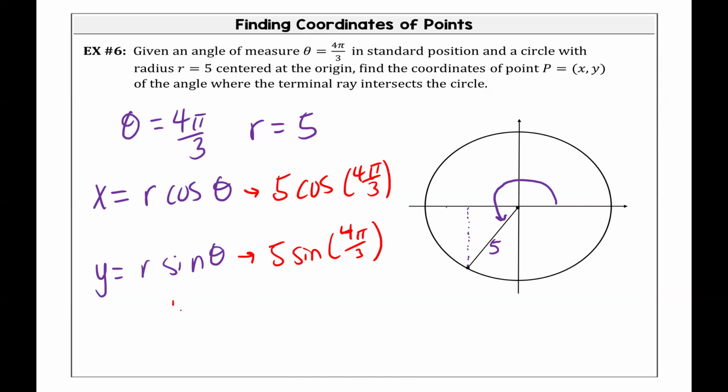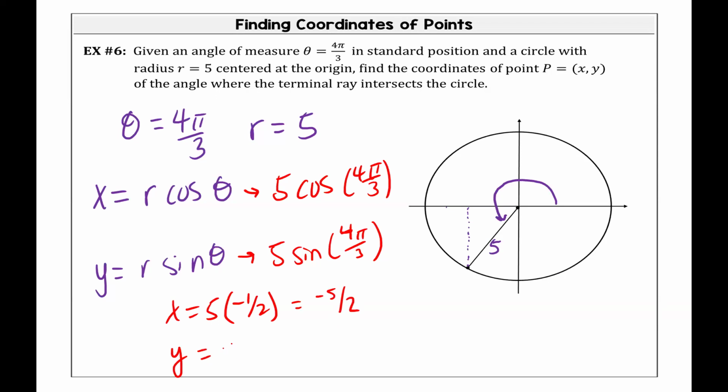All right, so X equals 5 times what? What is cosine of 4 pi over 3? Unit circle knowledge, no calculator. It's negative 1 over 2. There we go. I know the first one was negative, so that's going to give me negative 5 halves.